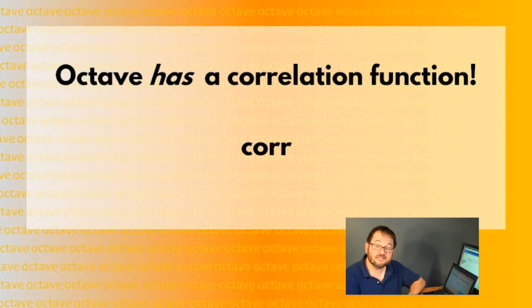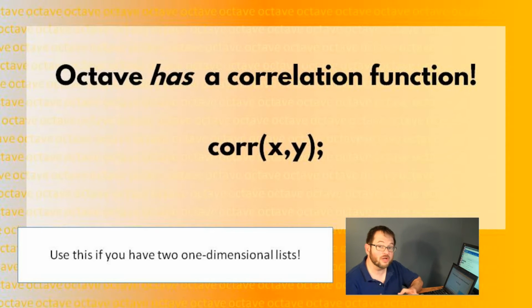Which is weird because Octave has a built-in correlation function. It's called corr. For example, if I have two one-dimensional arrays, something that has just rows or just columns, and I have stored my data in one called X and one called Y, as long as I have two arrays that are the same size and the values match up, corr(X, Y) will work just fine. It'll compute the correlation just fine.